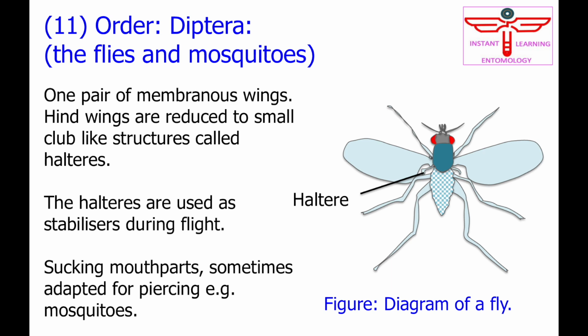Order, Diptera, the flies and mosquitoes. 1 pair of membranous wings. Hind wings are reduced to small club-like structures called halteres. The halteres are used as stabilizers during flight. Sucking mouthparts, sometimes adapted for piercing, e.g. mosquitoes.